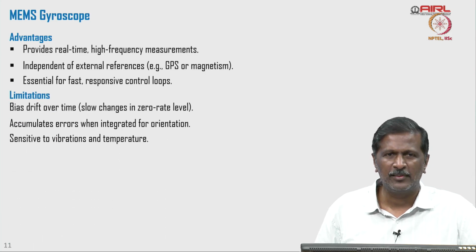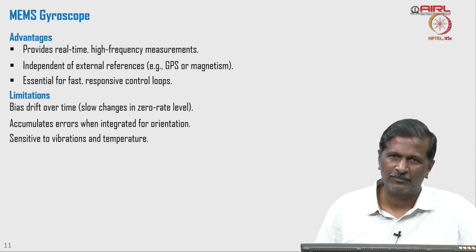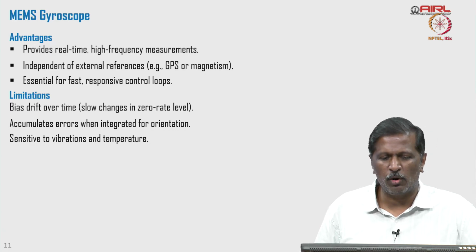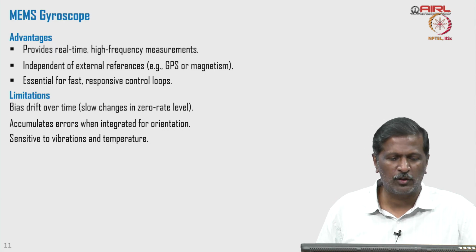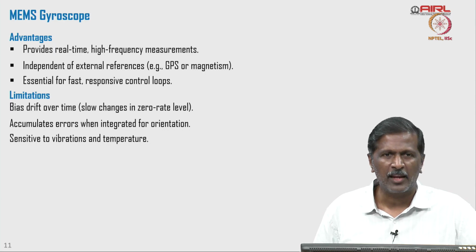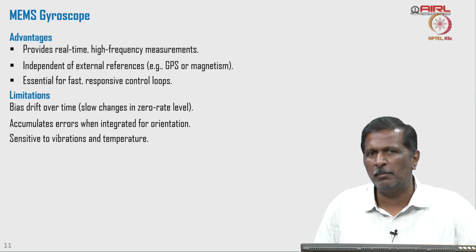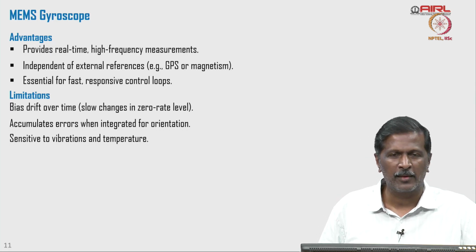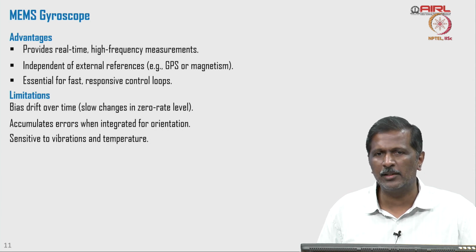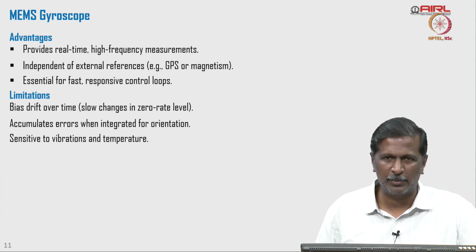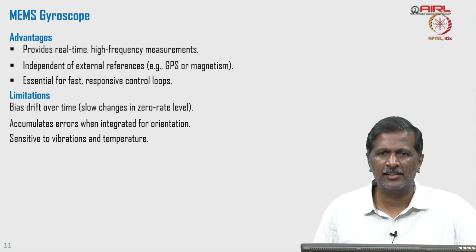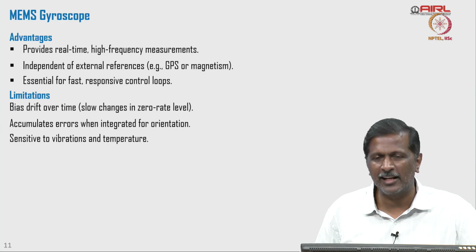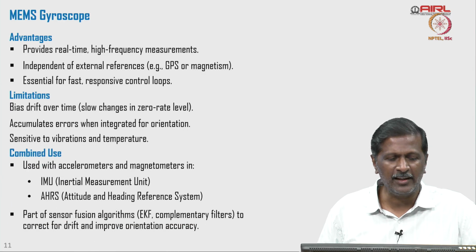What are the limitations? Similar to a MEMS based accelerometer, they also drift over time, right. Any small changes in zero rate level, what we call slow change in zero rate level, cause accumulation of error over a period of time. It happens due to the integration of the rates to get the orientation. They are very sensitive to vibration and temperature. You have to maintain the temperature and isolate the external vibrations so that your measurement of the pose, the Euler angles, becomes more accurate, right.